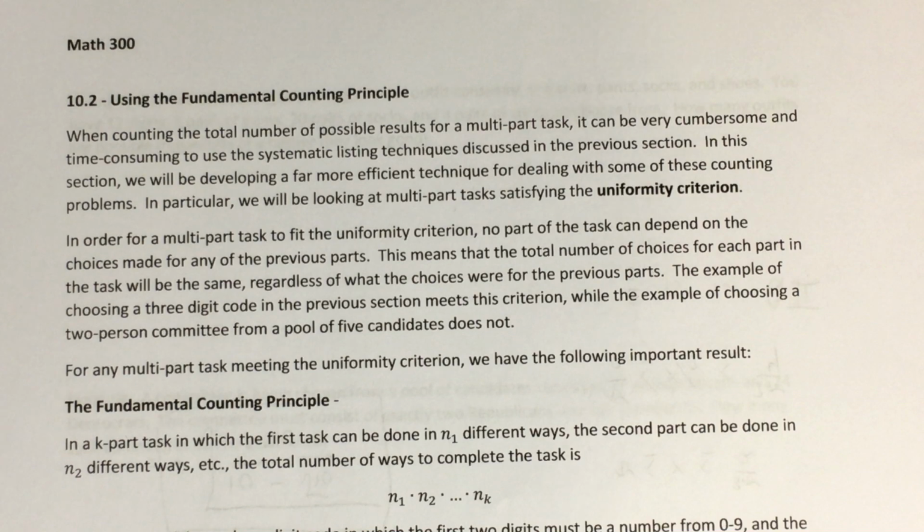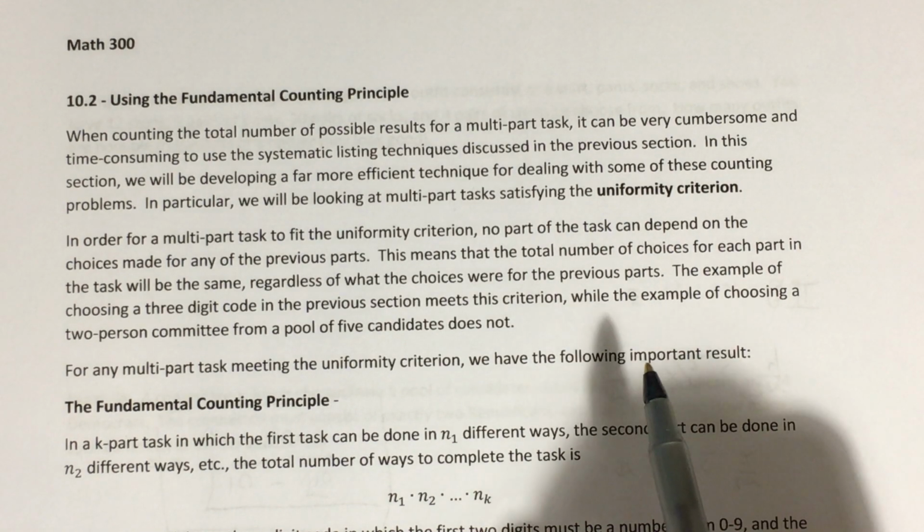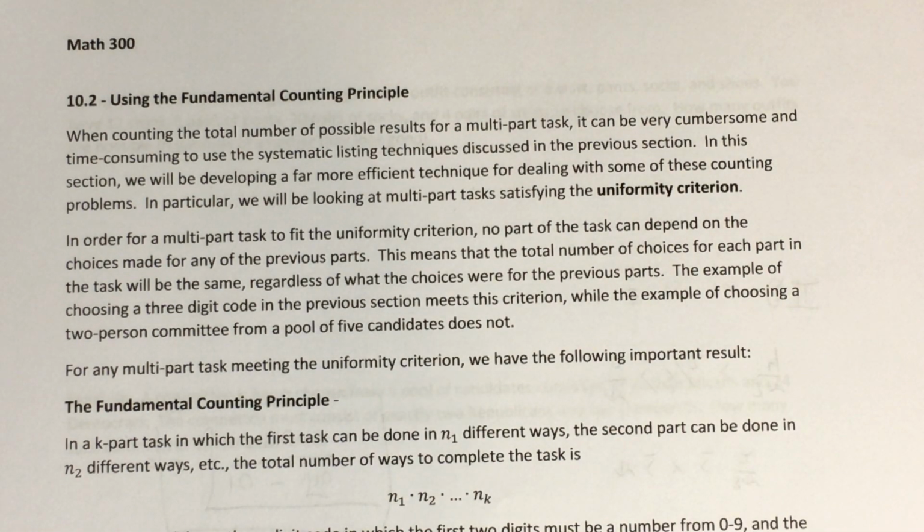So first of all, we want to define a particular term that comes up in the fundamental counting principle, something called the uniformity criterion. The uniformity criterion is something that we refer to in the case of a multi-part task. And as we said before, a multi-part task is a task where there are stages. Choosing a 3-digit code would be considered a 3-part task because you choose a first digit followed by a second digit followed by a third. The uniformity criterion is something that some of those multi-part tasks satisfy, and it's when no part in that process depends on what was chosen in a previous part.